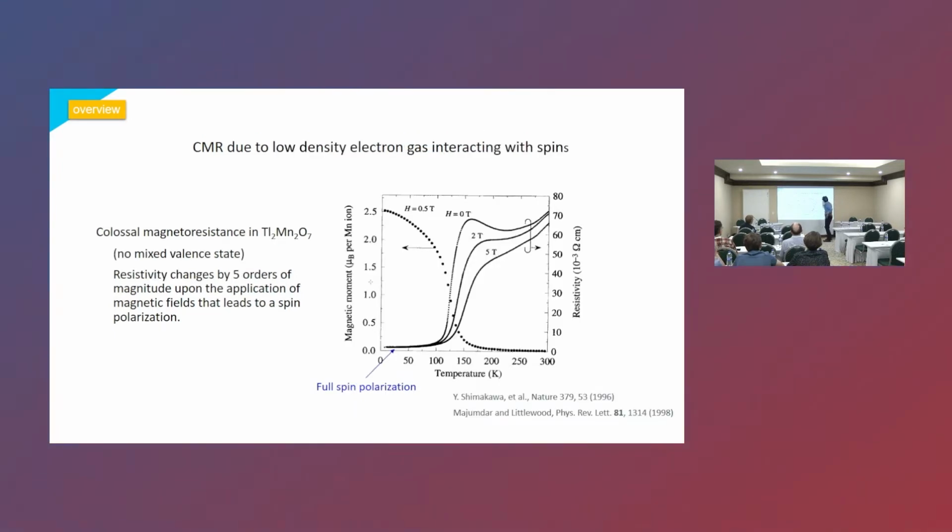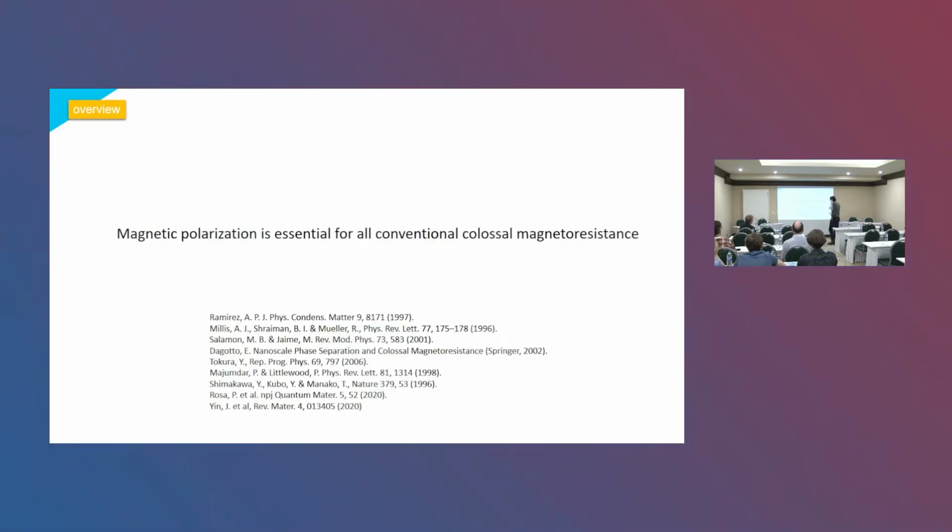And then in more recent days, there is another type of colossal magnetoresistance, that is thallium manganese oxide Tl2Mn2O7, and here, as you can see, there is no mixed valence state. But still, we have colossal magnetoresistance. Of course, there is another reason that drives this. Besides the full spin polarization, there is another key element in this particular material, that is low charge carrier density. There are some studies indicating that. But what I want to emphasize is that polarization is essential for all conventional colossal magnetoresistance.